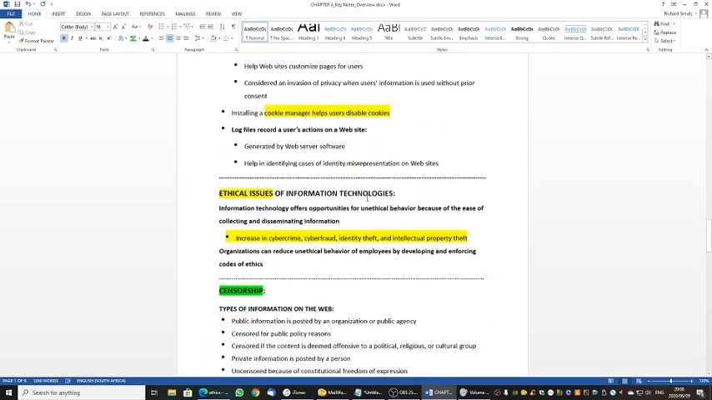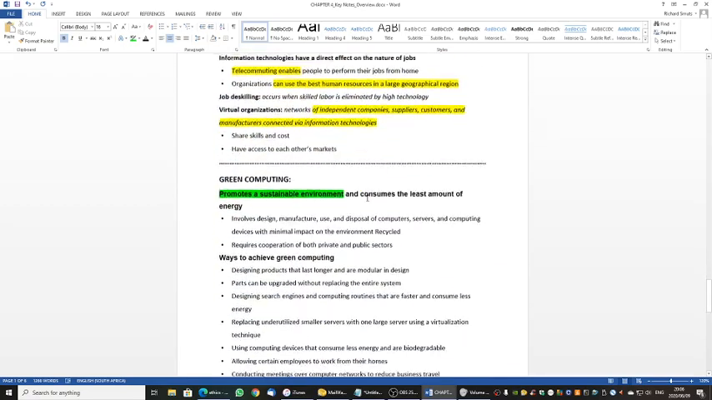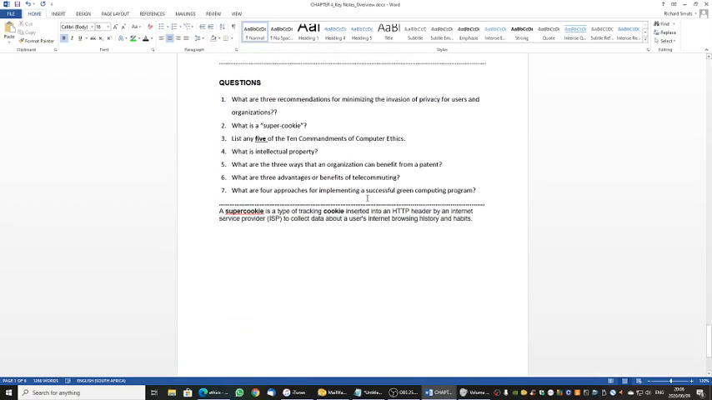Moving back finally to the questions, which are right at the end of the notes, are questions for thought. I'm not going to answer them here, but we're going to go through them just very quickly. What are the 3 recommendations for minimizing invasion of privacy? That is food for thought for users and organizations. You would have to read through the notes. What is a super cookie? Okay, this one I'm going to highlight because it's actually a highly critical item.